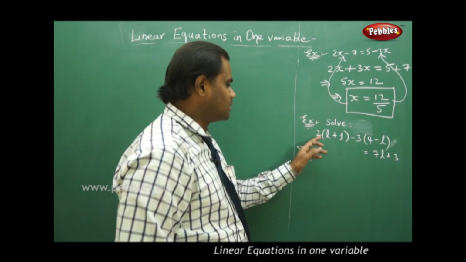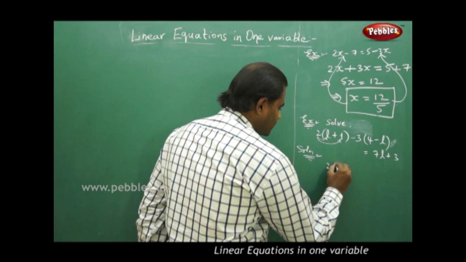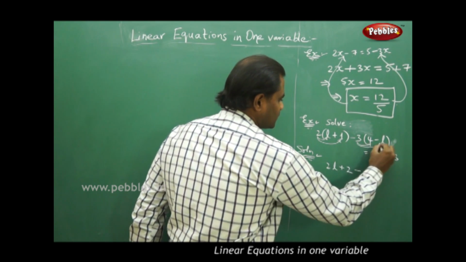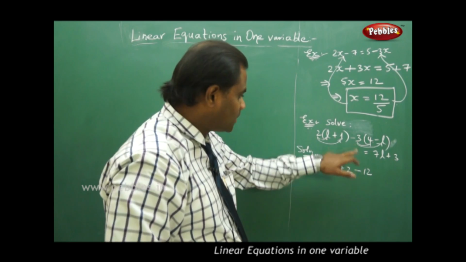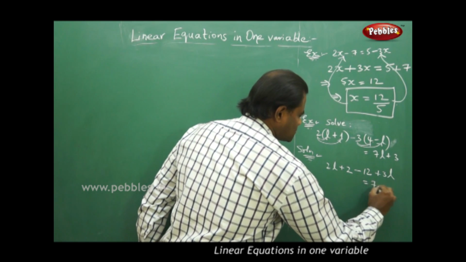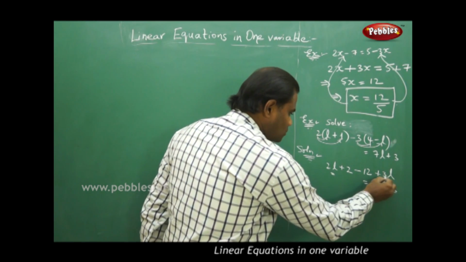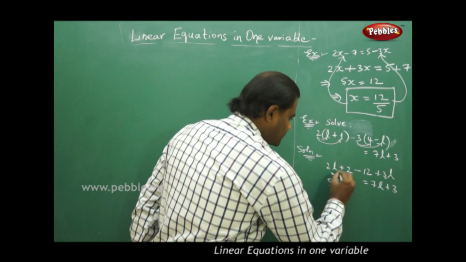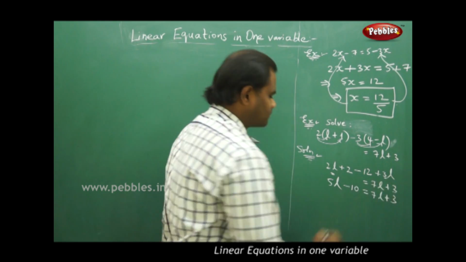So taking the left hand side, I can expand the bracket by just multiplying 2 to each of the terms, so that I get 2 times of L, which is 2L, and 2 times of 1, which is 2, minus, similarly when I multiply 3 to each of the terms in the bracket, I get minus 3 times of 4, which is minus 12, and minus 3 times of minus L, which is plus 3L, that is equal to 7L plus 3. Then I have 2L and 3L terms here, which I'm going to simplify, so that I get 2L plus 3L as 5L. And this would be 2 minus 12, which is negative 10, equals 7L plus 3.